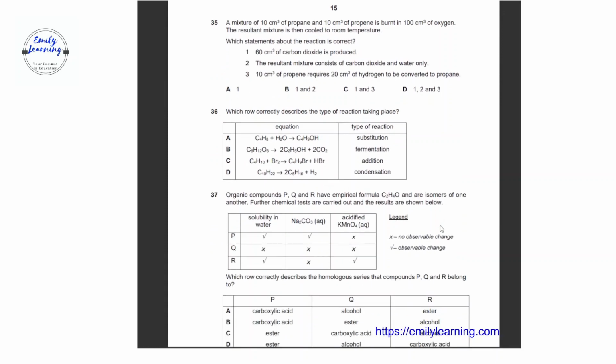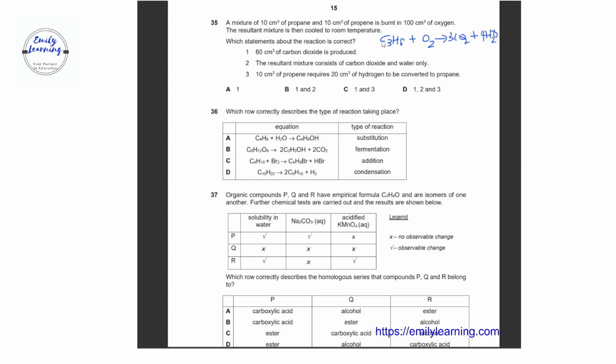Question 35. A mixture of 10 cm³ of propane and 10 cm³ of propene is burnt in 100 cm³ of oxygen. The resultant mixture is then cooled to room temperature. Which statement about the reaction is correct? Let's first write out the equation. I have propane, which is C3H8. It undergoes combustion, so it reacts with oxygen to form carbon dioxide and water. We'll need to balance that.